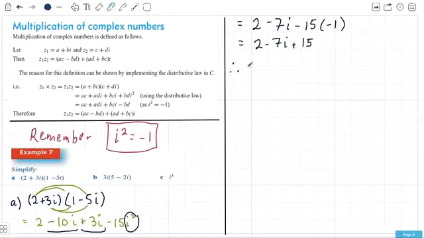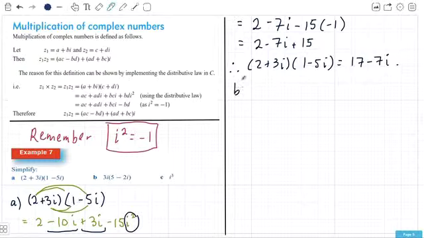So therefore, for that first question, 2 plus 3i and 1 minus 5i multiplied together, you have 2 plus 15, put your real parts together, minus 7i. So you've put the real parts and the imaginary parts together. It works the same way with b.